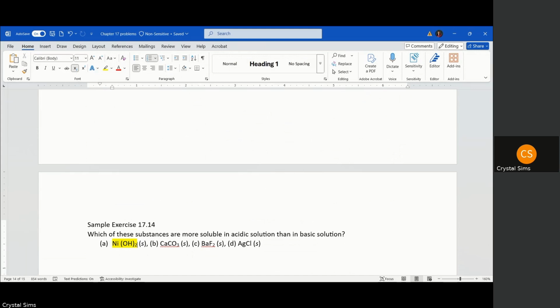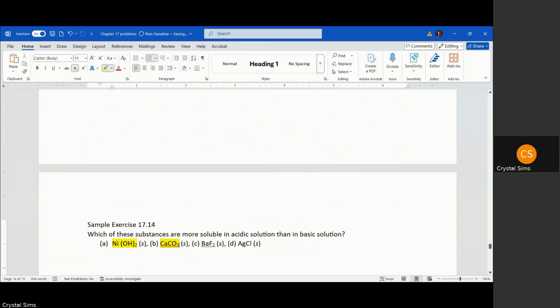Looking at calcium carbonate, when it dissolves in an acidic solution, the carbonate ion is a basic ion. So it's going to dissociate into calcium and carbonate. The carbonate anion is a weak base. So yes, this will be more soluble in an acidic solution.